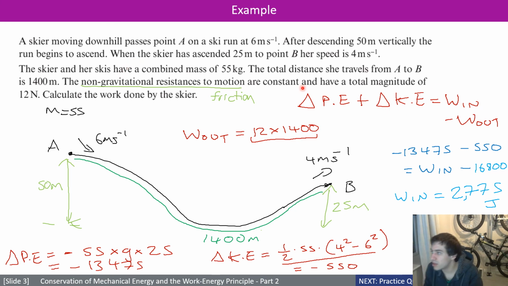So that's it. I really recommend sticking with this form of equation. It makes it a lot less likely for you to make sign errors, I think. Rather than talking about gains and losses, work done against, work done by, just think of everything as a change. Cool, so let me give you some questions to do.